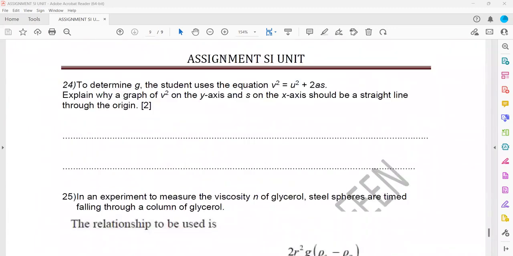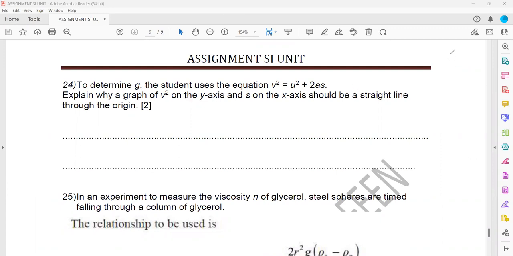In question 24, to determine g, the acceleration due to gravity, the student uses the equation v square equals u square plus 2as. Explain why a graph of v square on y-axis and the distance on x-axis should be a straight line to the origin.